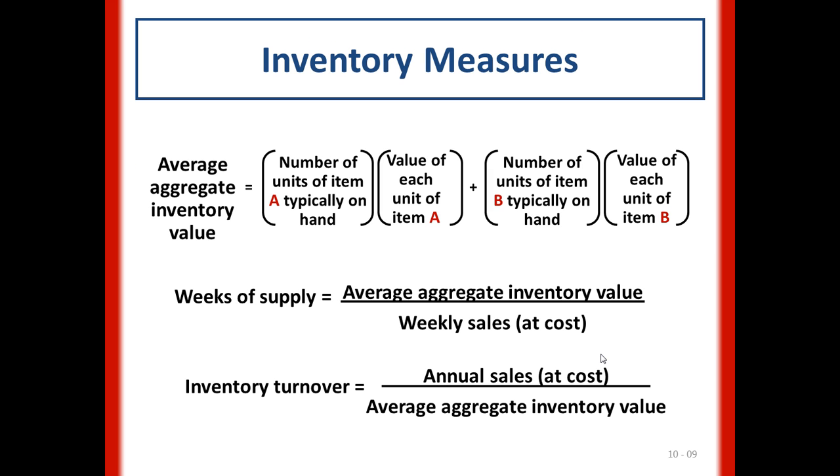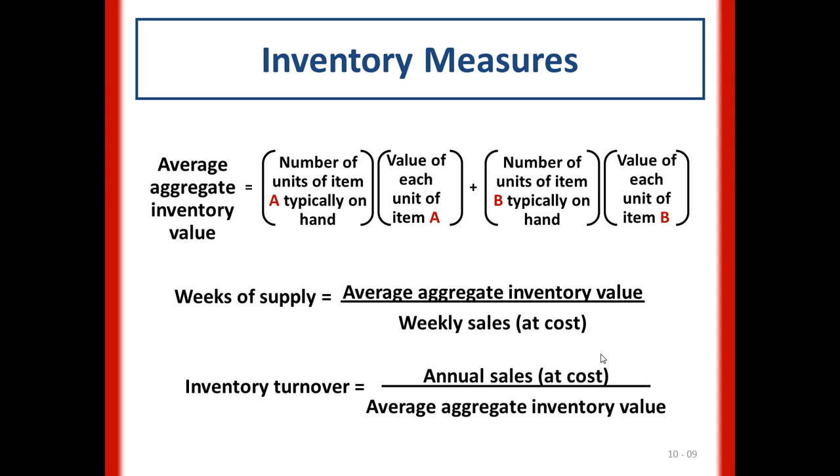To measure inventory, we use two measurements. First measurement, we use weeks of supply. Weeks of supply represent how many weeks the inventory can last. Weeks of supply, or WOS, is equivalent to average aggregated inventory value divided by weekly sales at cost.